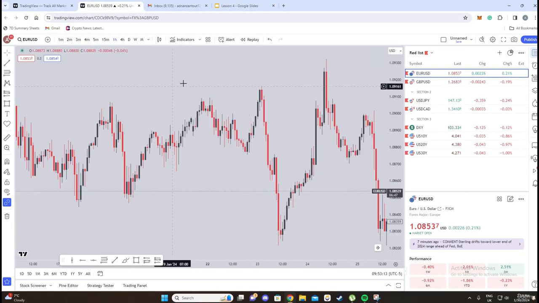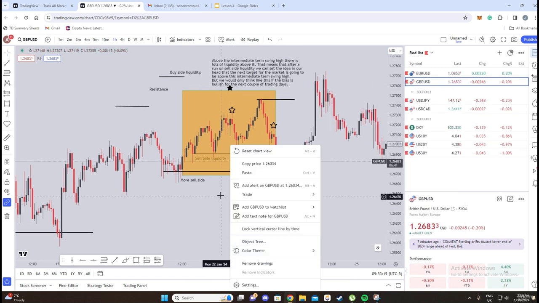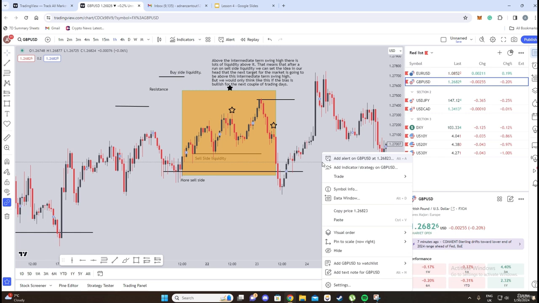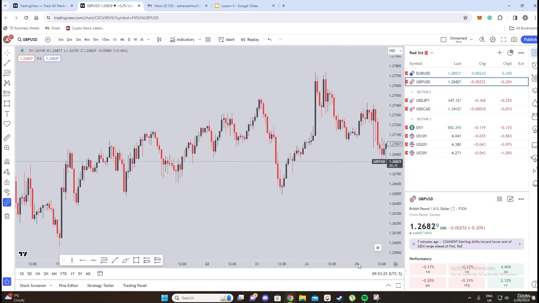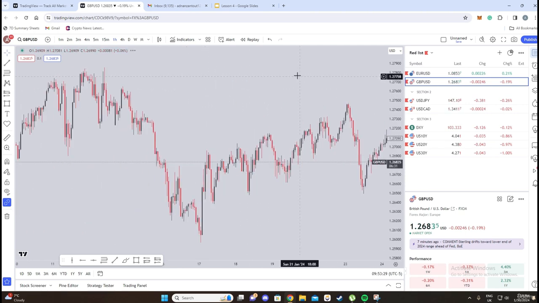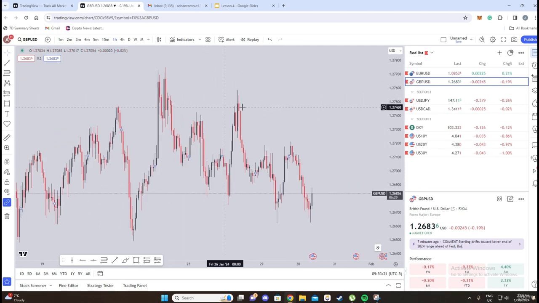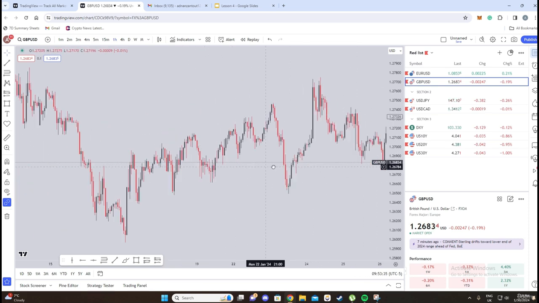Let me clear all of this. Let's go to GBP USD. Let's switch it up a bit because I got bored of Euro. Why can't I clear? What's going on, man? Remove drawings. Alright. As you can see, market has been very, very choppy recently.